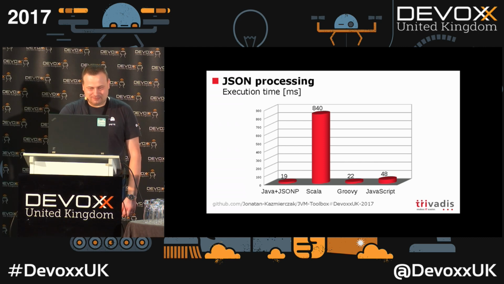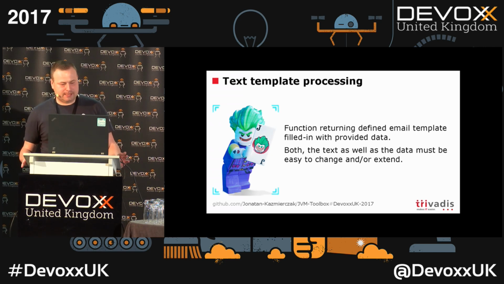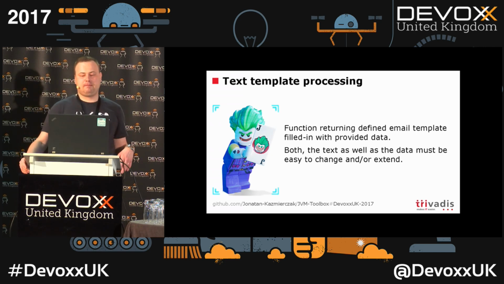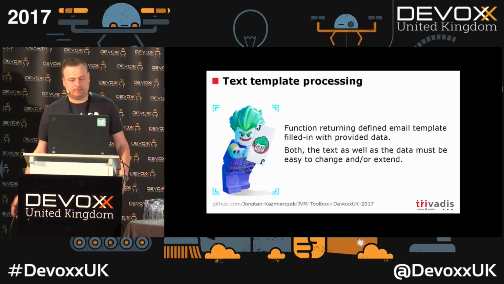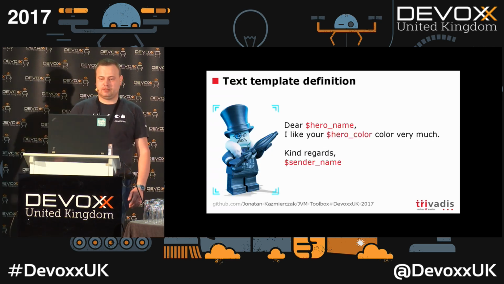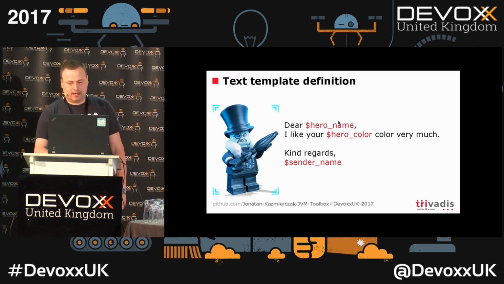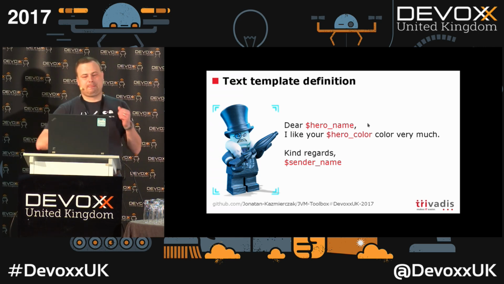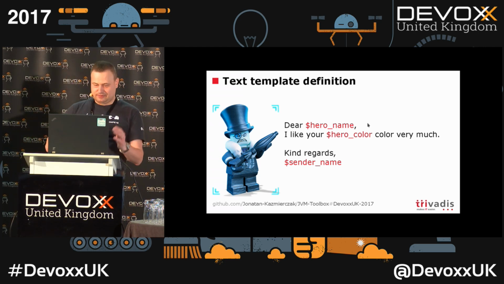Great. Okay, so we can move to the third task, text template processing. We need a function returning a defined email template filled in with provided data. Both the text as well as the data must be easy to change and/or to extend. And here is our example of the email. We have a few placeholders, and we will want to just get a nice version of the email with the values replaced.